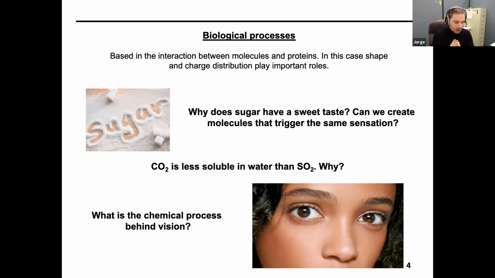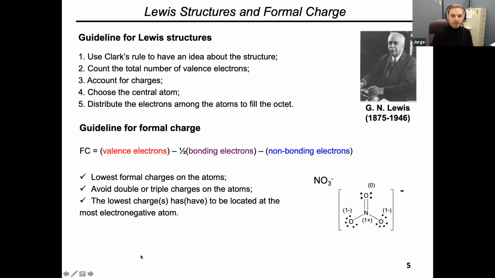And another thing where molecular geometry plays an important role is in the chemical process behind vision. Okay, what's happening chemically speaking when we see objects? So that's our goal for today. So we have to start from the basics. So let's do here a quick recap about Lewis structures and formal charge.